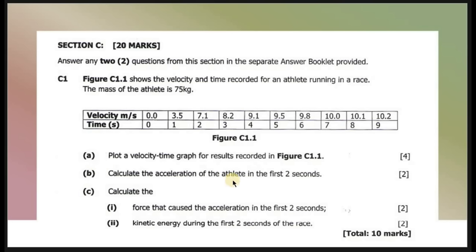B, calculate the acceleration of the athlete in the first 2 seconds. Then C, calculate one, the force that caused the acceleration in the first 2 seconds. Then 2, the kinetic energy during the first 2 seconds of the race. So let's start answering right away. So let's plot this one.